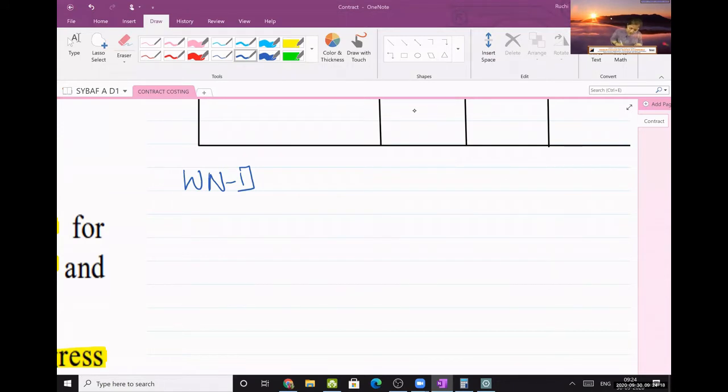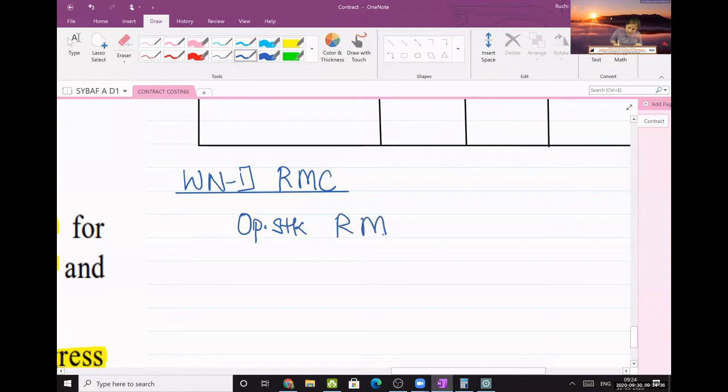Working note number one. Okay, come to raw material consumed. So write down the formula. Opening stock of raw material and incoming raw material. Anything that comes inside the construction site will be added. So add incoming raw material.